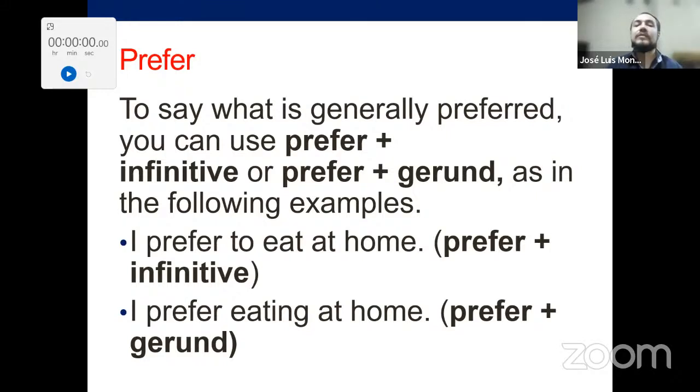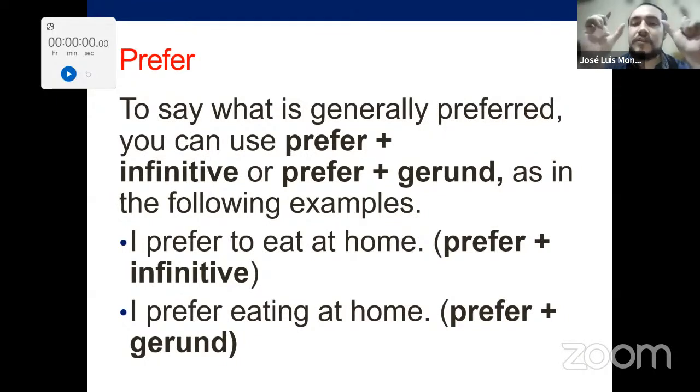Great, thank you, Evelyn. So here you have two options and the two are correct and there's no difference. I prefer to eat at home. I prefer eating at home. Correct and correct, okay? But don't say "I prefer eat." That is incorrect, all right? So you have to use infinitive or gerund. There is no difference. And remember, you use prefer when this is a general preference, something that you always prefer, okay? You use would rather when you have two options, right?